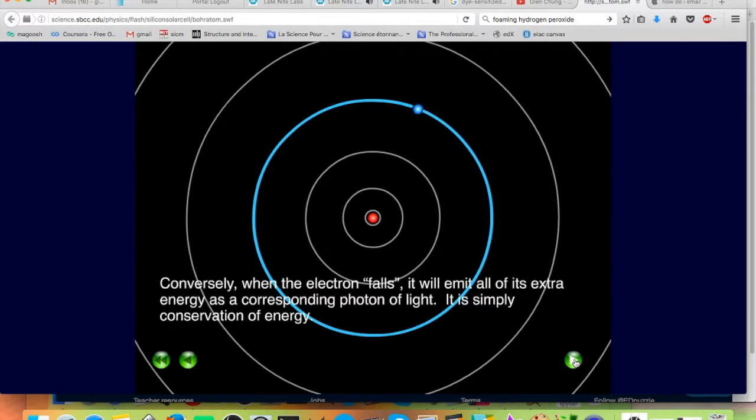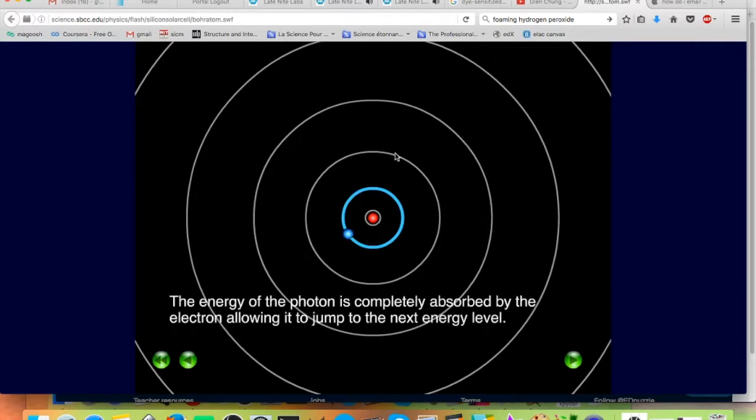Now, that quantity depends on the exact energies of each level. So the quantity to jump from level 2 to level 3, let's say, will be the same for all hydrogen atoms, but it will be different between hydrogen and calcium. And it will be different again for sodium. It will be different again for strontium. So these quanta of energy, the plural for quantum is quanta, are all different for different elements.